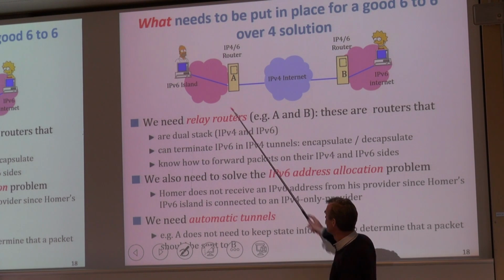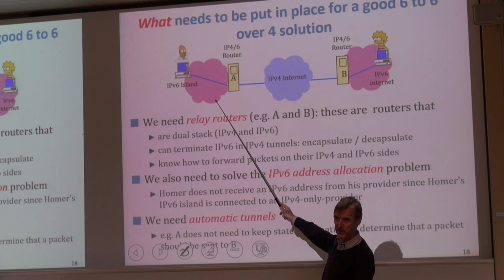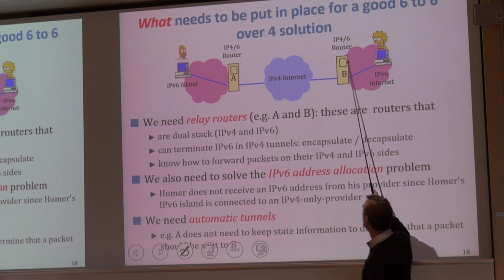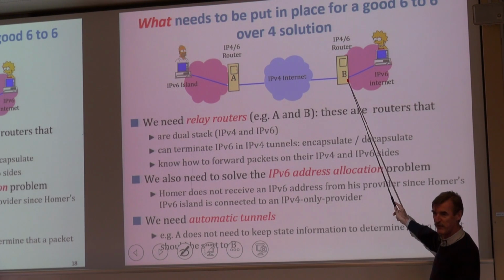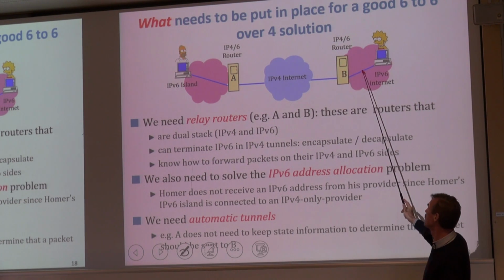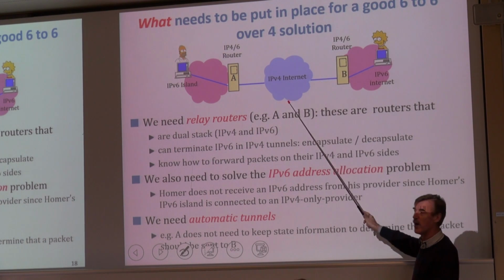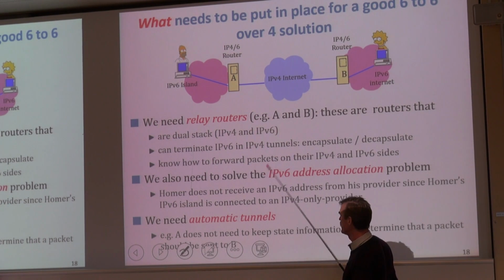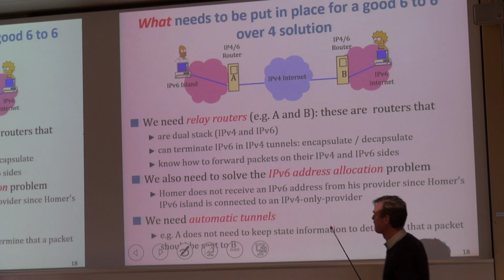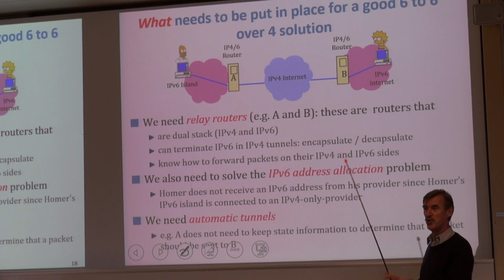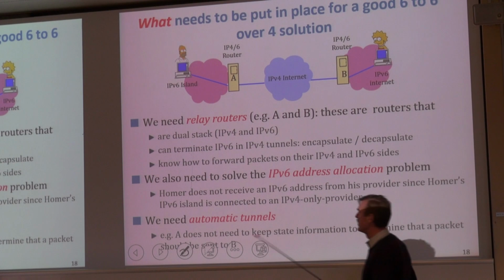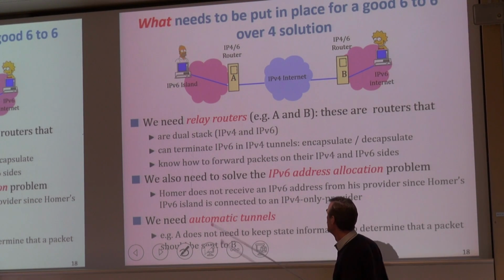Now, if we do that in general, there might be hundreds of thousands of IPv6 islands, and there may be tens of thousands of IPv4 to 6 relay routers that connect to the public IPv6 internet. So how do you know where to go? That's one of the questions that need to be solved. And hopefully automatically. You don't want to write static routing entries in those boxes here.